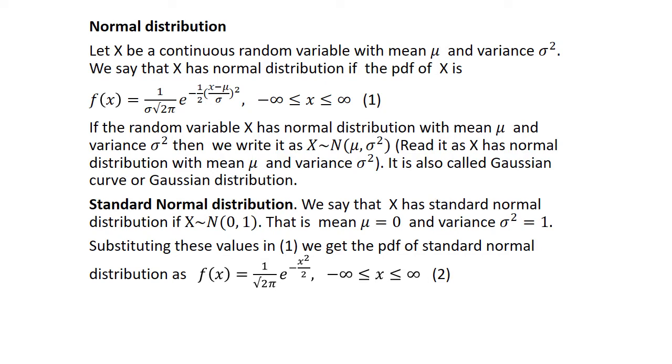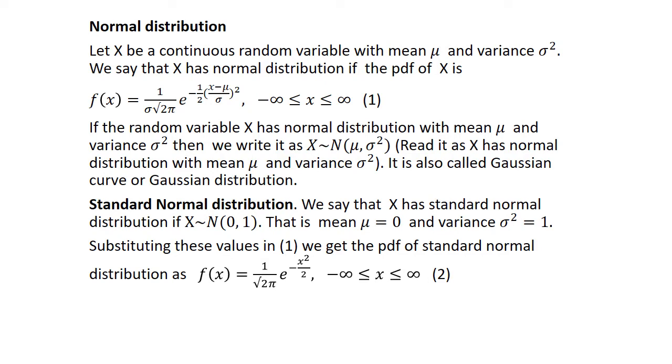If the random variable x has normal distribution with mean mu and variance sigma squared, then we write it as x has N of mu, sigma squared. Read it as x has normal distribution with mean mu and variance sigma squared. It is also called Gaussian curve or Gaussian distribution, as the distribution was invented by the mathematician Gauss.